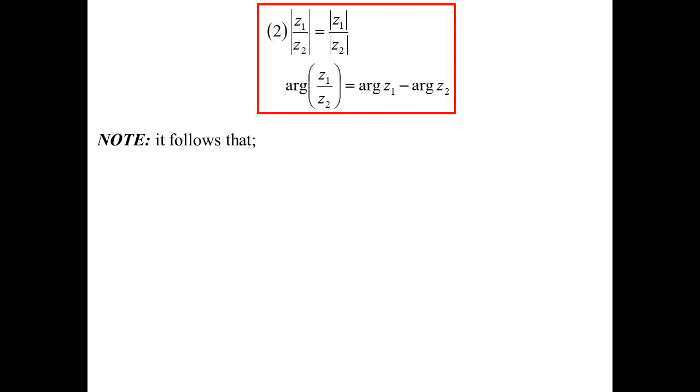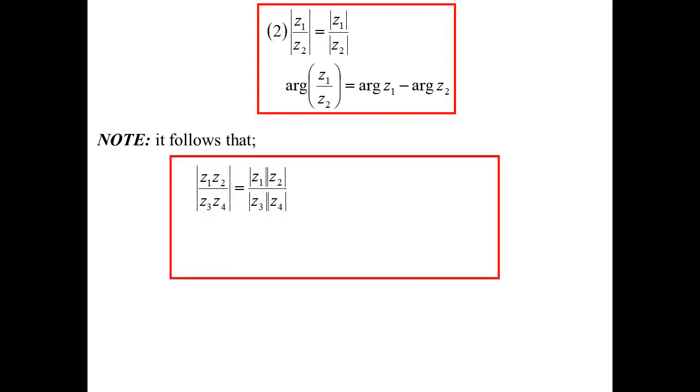So from that, if I had to find Z1 Z2 over Z3 Z4, the modulus, I could find the modulus of each bit, and the ones on top I'll multiply together, the ones on bottom I'll multiply together, and then divide top by bottom. With the arguments, basically whatever's on the top of the fraction will be positive, whatever's on the bottom of the fraction will be negative. So it's the argument of Z1 plus the argument of Z2 minus the argument of Z3 minus the argument of Z4.